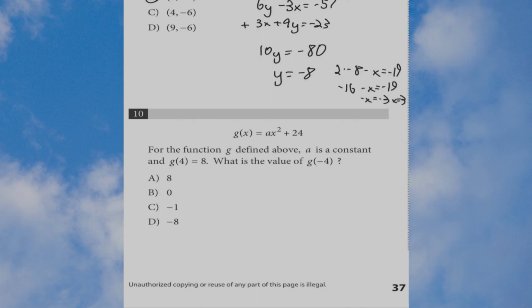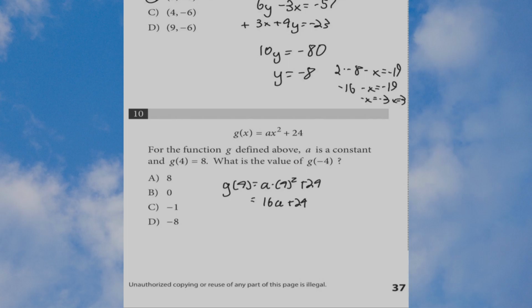For the function g defined above, a is a constant and g(4) is equal to 8. What is the value of g(-4)? So here we're going to plug in 4 for x. So g(4) is equal to a times 4 squared plus 24, which is the same thing as saying 16a plus 24, as 4 squared is 16.